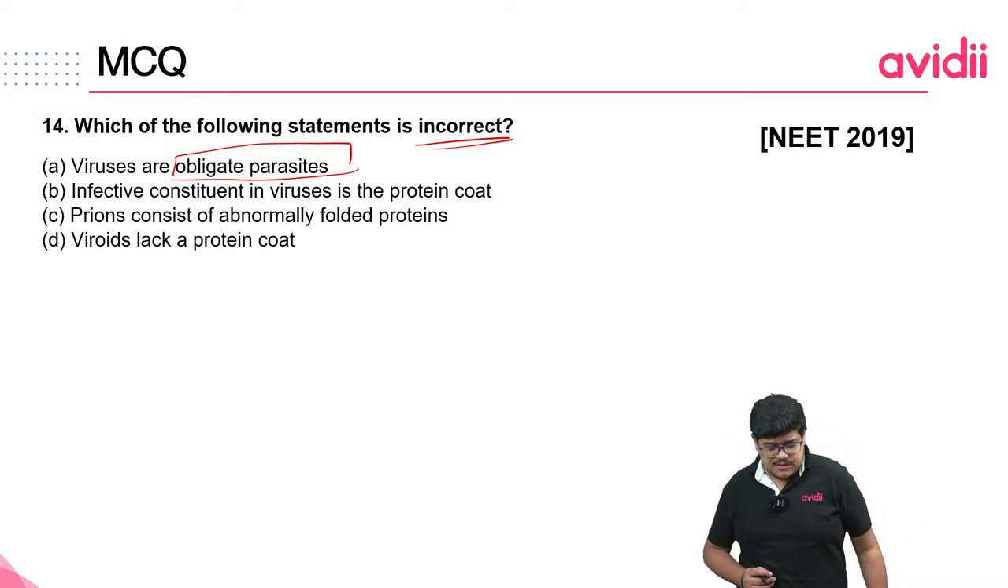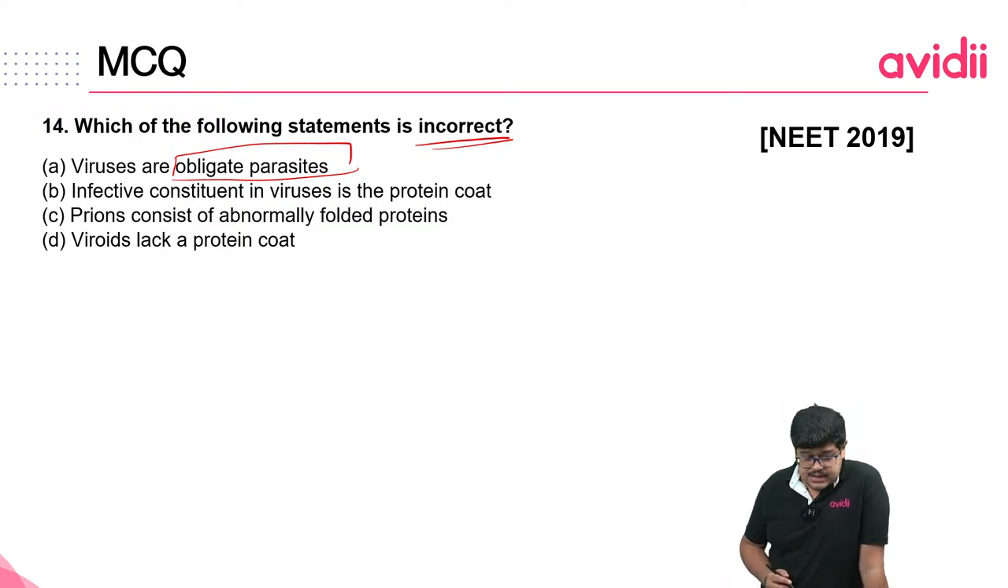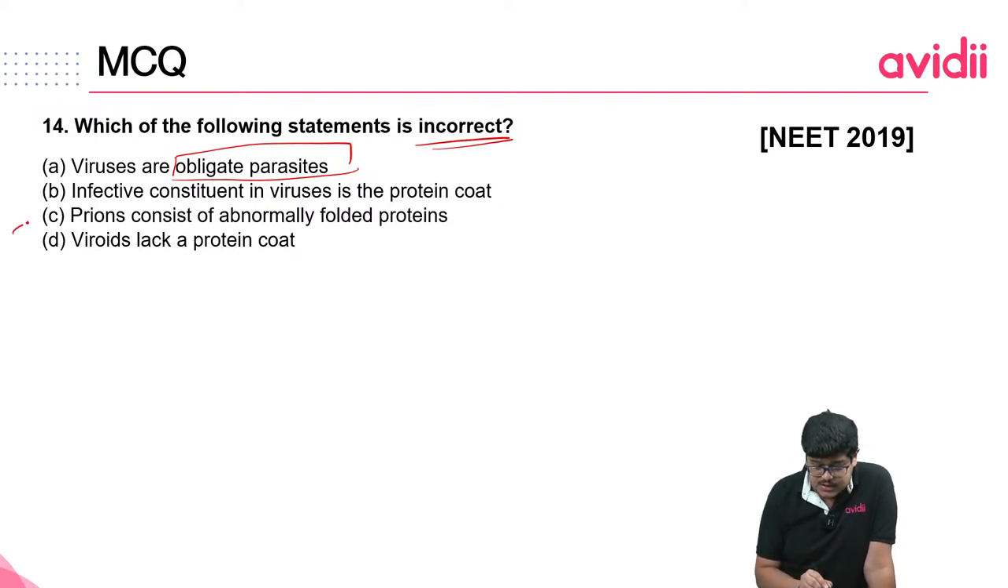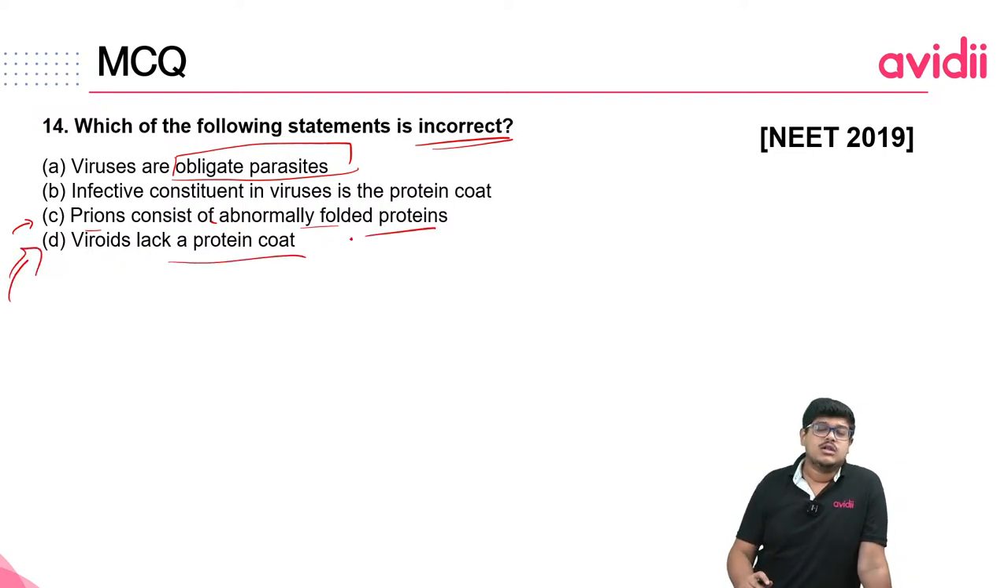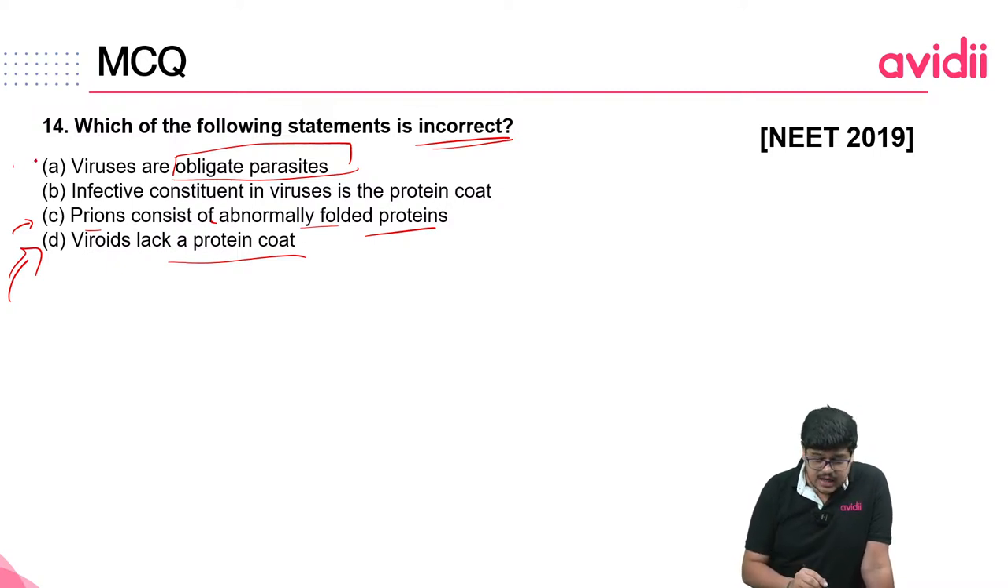Infective constituent in virus is a protein coat, and prions consist of abnormally folded proteins, and viruses lack a protein coat. You again have to be clear about infectious protein particles and infectious nucleic acid particles. Infectious protein particles are known as prions, which consist of abnormally folded proteins, and viruses lack a protein coat. These are altered toxic genetic material, we can say. Yes, viruses are obligate parasites.